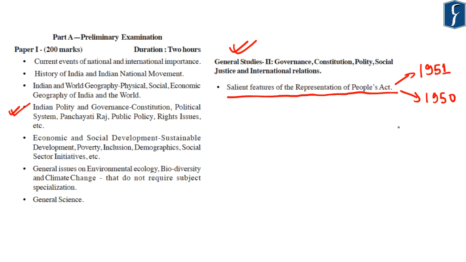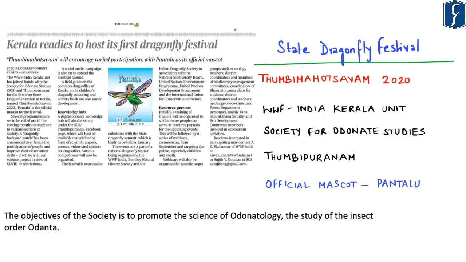So with this, let's move on to our third news analysis. Now the next news to be discussed appears on page number 8. It says, Kerala readies to host its first dragonfly festival. Thumbimahotsavam will encourage varied participation with Pantalu as its official mascot. So this Pantalu has been selected as the official mascot for Kerala's first dragonfly festival.